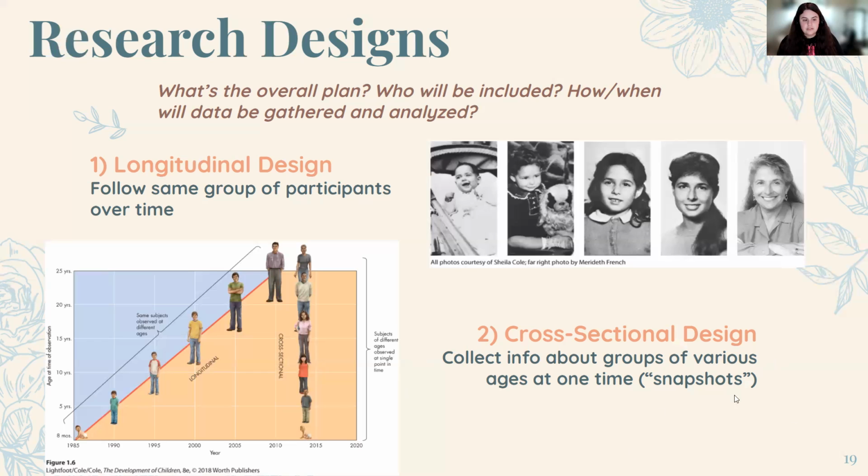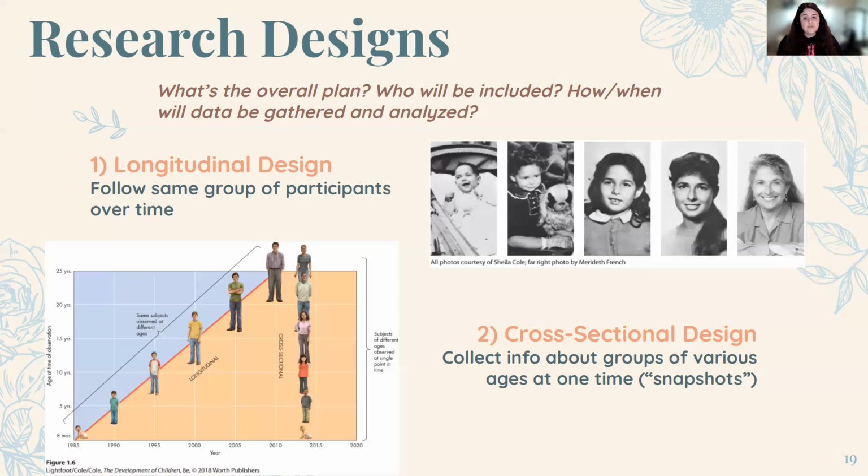We also have cross-sectional designs. So this is collecting information about groups of various ages at one point in time. So kind of the opposite of a longitudinal design. It's the most widely used method to study development. For example, studying a 4-year-old, a 10-year-old, 20-year-old, and a 60-year-old at the same time. They're different people, but you're getting snapshots of those different age groups and making your own conclusions based on that.